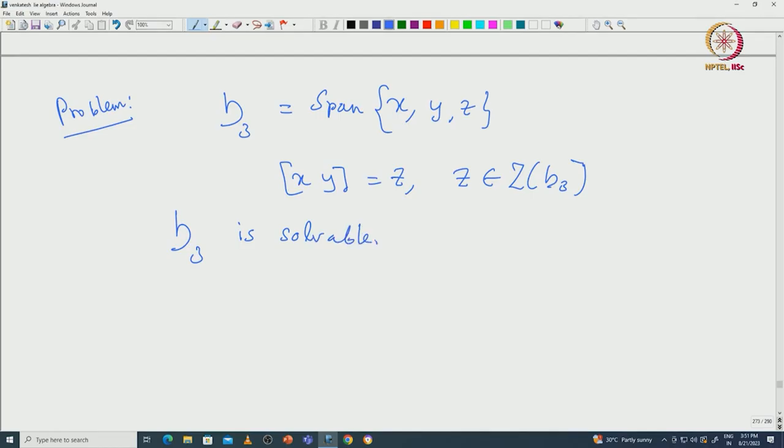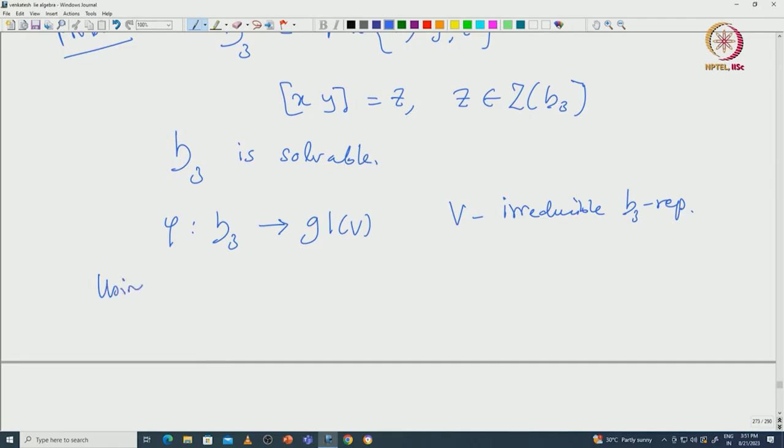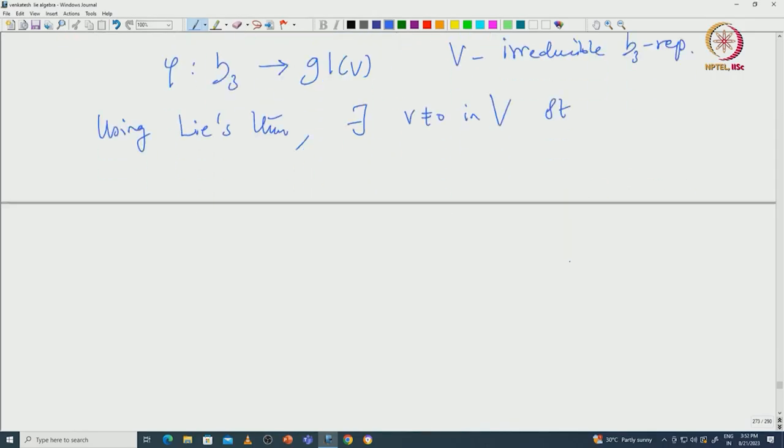Now using Lie's theorem, you can prove that any irreducible representation of H3 must be one dimensional. So, let us say phi is a representation of H3, and V is an irreducible H3 representation. Using Lie's theorem, there exists a non-zero vector v inside capital V such that this is a simultaneous eigenvector. That means x dot v will be lambda of x times v for all x' inside H3.